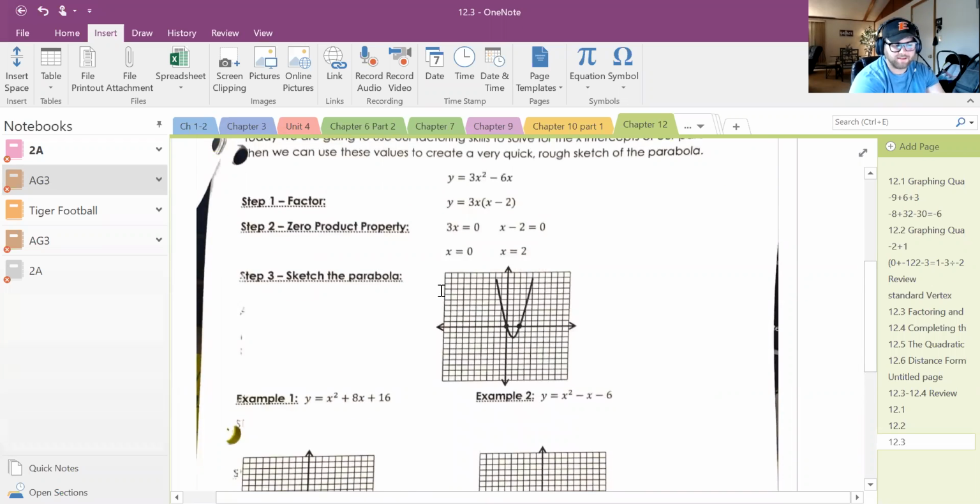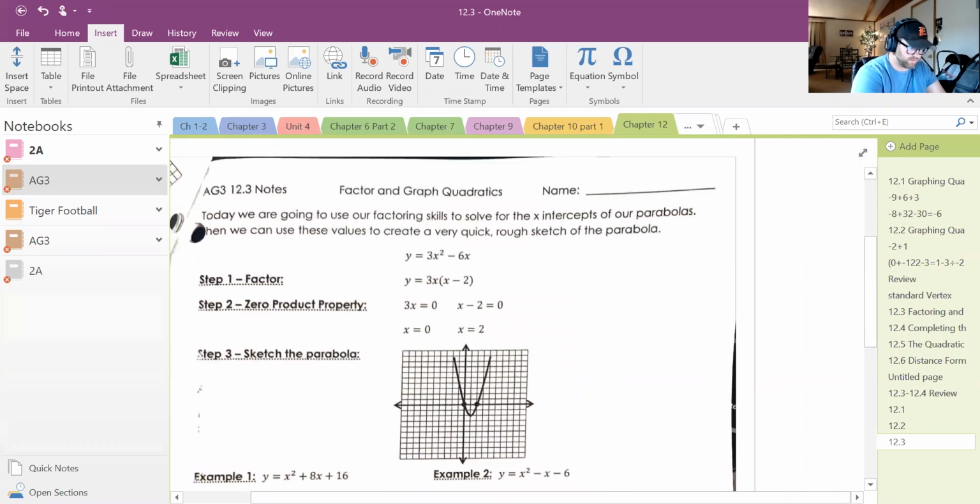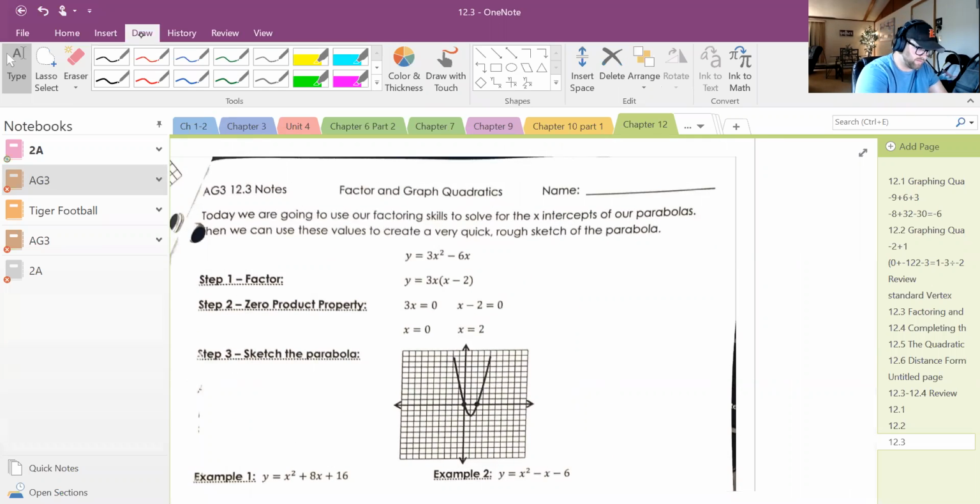We're actually going to find a zero. Okay, this is a new word for you guys. A zero. Okay, what a zero is. It is the x.